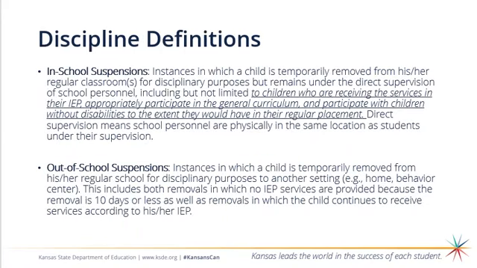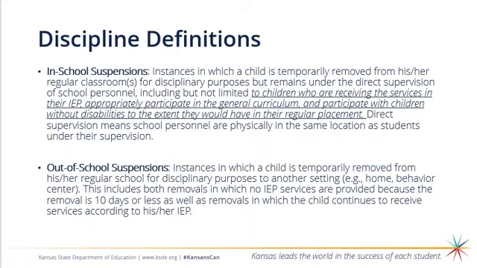There are some very specific discipline definitions that are helpful when reporting. In-school suspensions are considered instances in which a child is temporarily removed from his or her regular classrooms for disciplinary purposes, but remains under the direct supervision of school personnel, including but not limited to children who are receiving services on their IEP, appropriately participate in the general education curriculum, and participate with children without disabilities to the extent that they would in their regular placement. Direct supervision means school personnel are physically in the same location as students under their supervision.